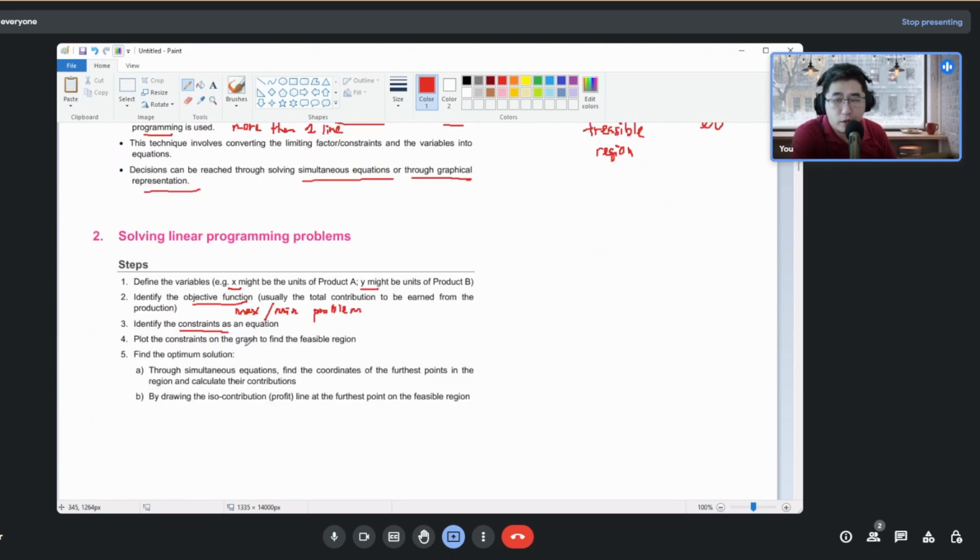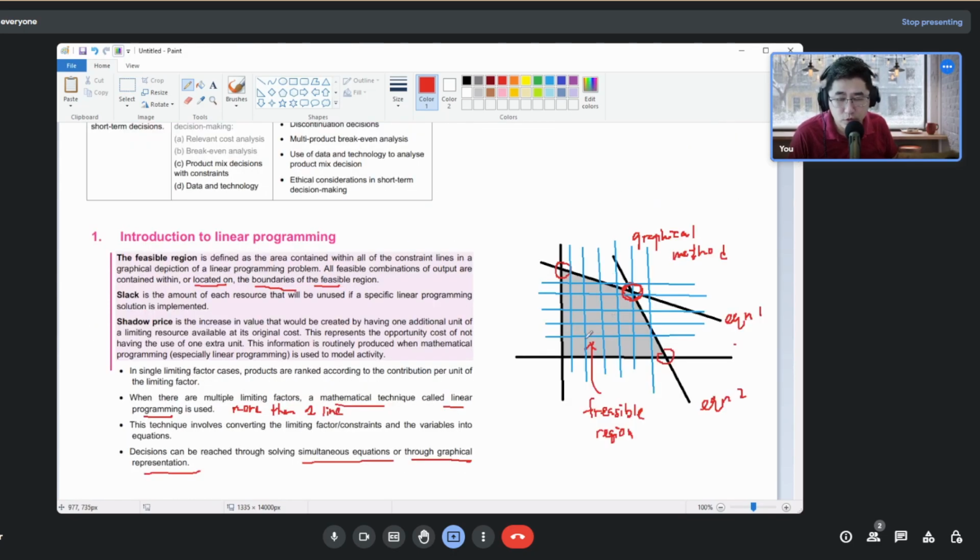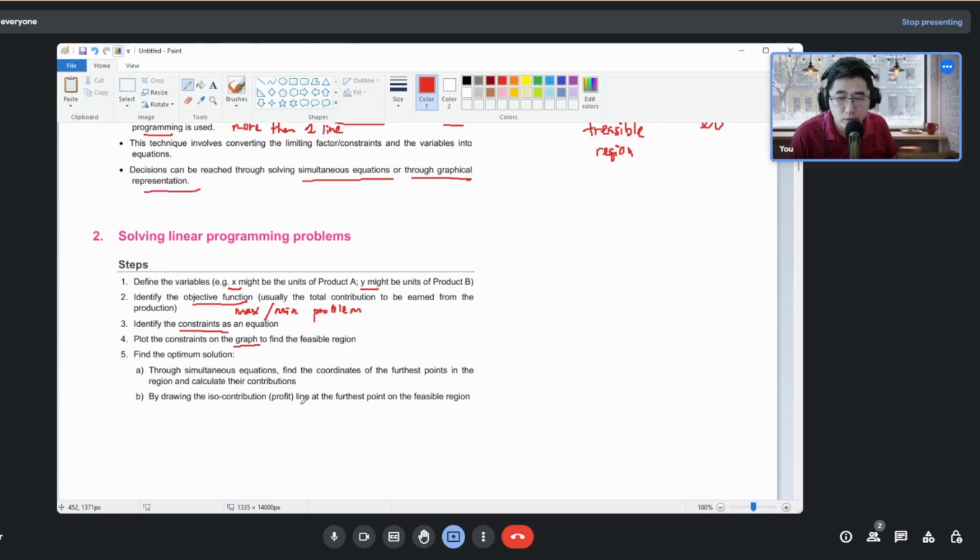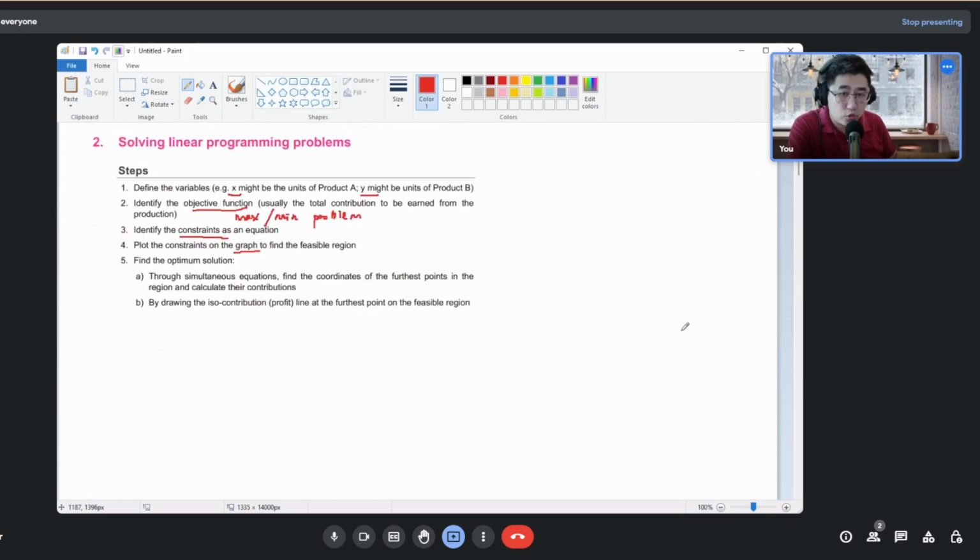Plot the constraints on the graph. Depending on whether we use a graph or not, using a graph will be the fundamental way. Then find the optimal solution through simultaneous equations. Find the coordinates, or read them from the graph. The best way is to solve it by using an example. It is better to learn from examples. Therefore, let's see how to actually do it by example.